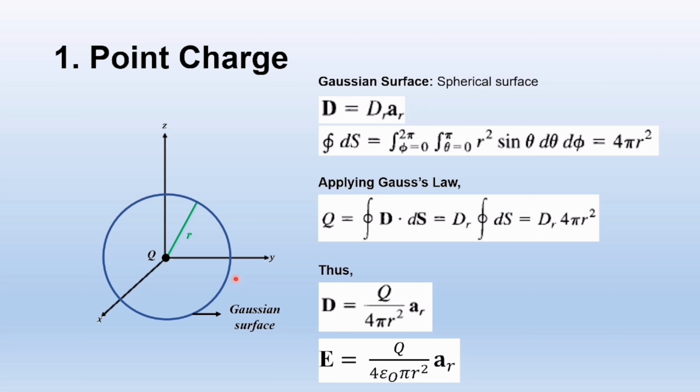From the symmetry of the situation, the electric flux density is normal to the Gaussian surface, giving D equal to D_r a_r, and the closed integration of the spherical surface is equal to 4 pi r squared. By applying Gauss's law, the charge is equal to D_r 4 pi r squared. Thus, the electric flux density equals Q over 4 pi r squared a_r, or the electric field intensity equals Q over 4 pi epsilon naught r squared a_r.